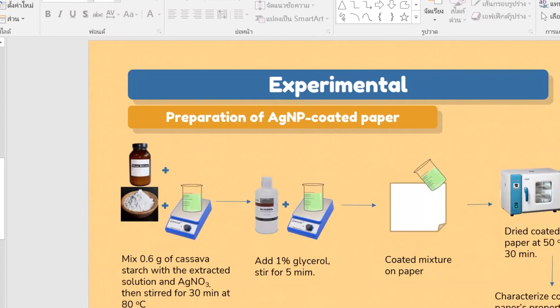In this case, we use cassava starch as a binder, and we also use the extracted solution from the waste vegetable to prepare the silver nanoparticles, because the solution contains phenolic compounds, so it will help the reaction when we convert silver ions to silver.